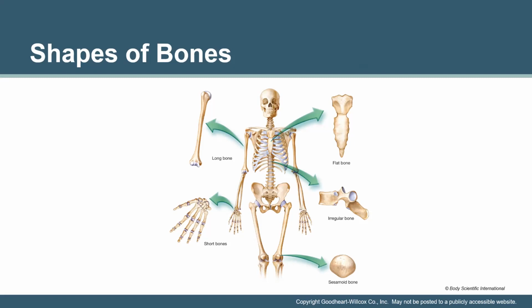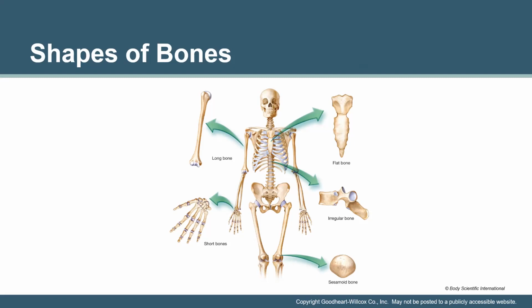In the short bone category, these are shaped roughly like a cube, and they're composed mainly of trabecular bone. They'll comprise the bones of the wrist and the ankles. When we talk flat bones, they're going to be generally flat, and they'll have a curve to them, highly likely.